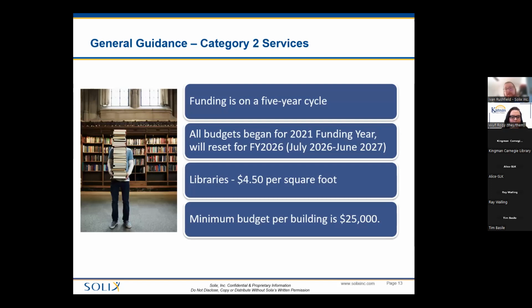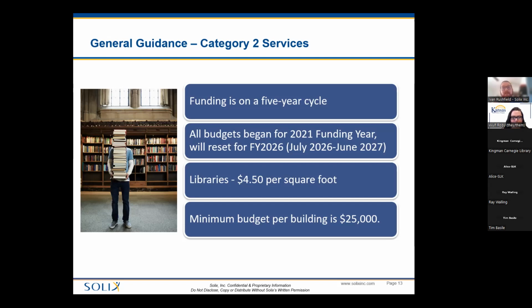A bit more on category 2 services, because this is a bit different. With category 1, it costs what it costs. You have to choose the most cost-effective vendor, but there's not a limit per se. With category 2, there is. You have a budget that lasts 5 years on 5-year cycles. And every budget right now, they all started in the 2021 funding year. And so they will reset in July 2026 when we start that year, because then that 5 years is up, and they will adjust the price for inflation.